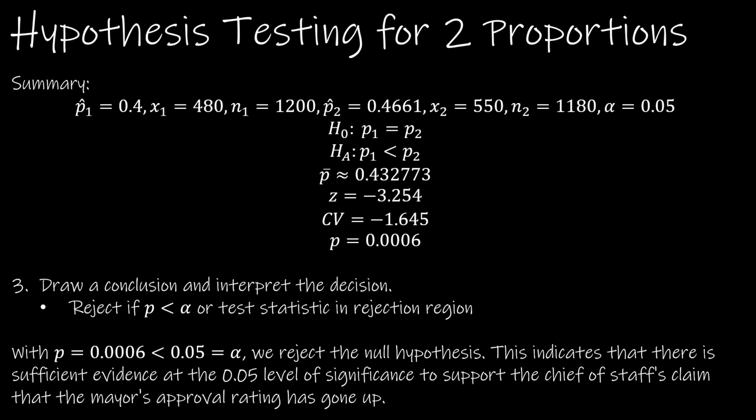And then, of course, we have to say, what does that mean in context? So this indicates there is sufficient evidence at the 0.05 level of significance to support the Chief of Staff's claim that the mayor's approval rating has gone up. Again, where do we get this part? This has everything to do with the alternative hypothesis. If we reject, there's evidence to support this. If we fail to reject, there's not evidence to support that.